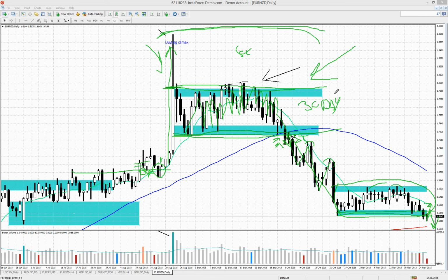A 30-day base is a very strong base, especially on this massive buying climax. This is something which can turn this pair bearish for years to come.